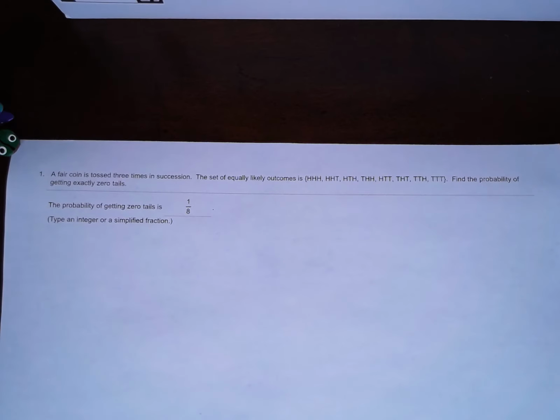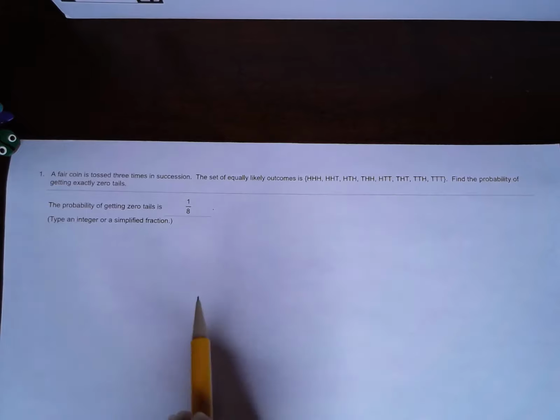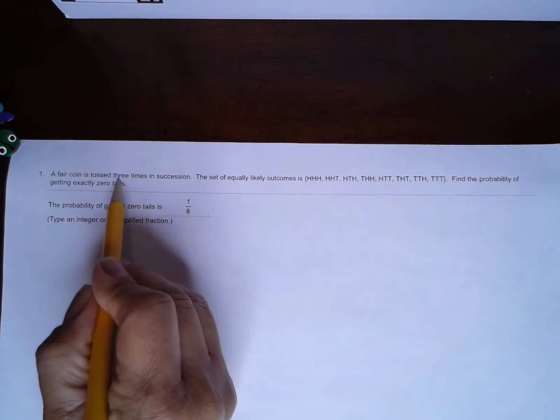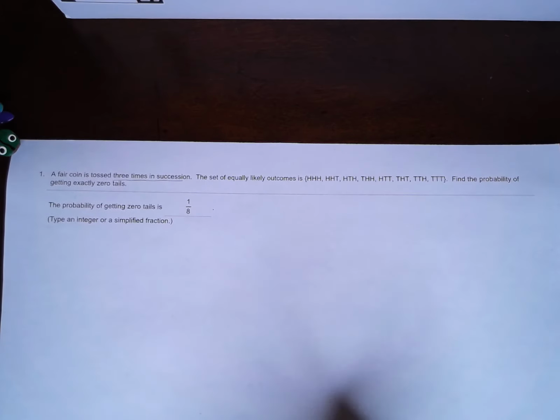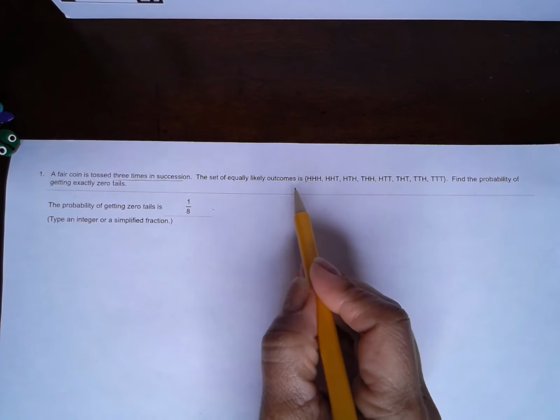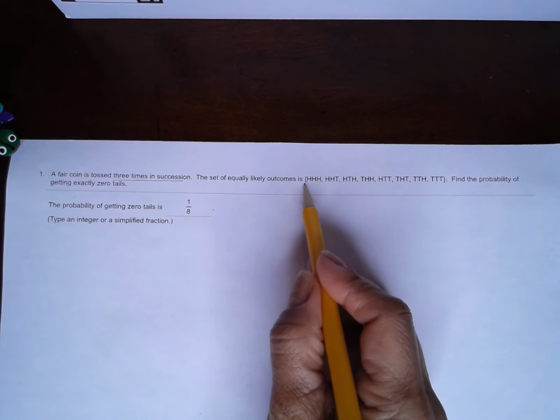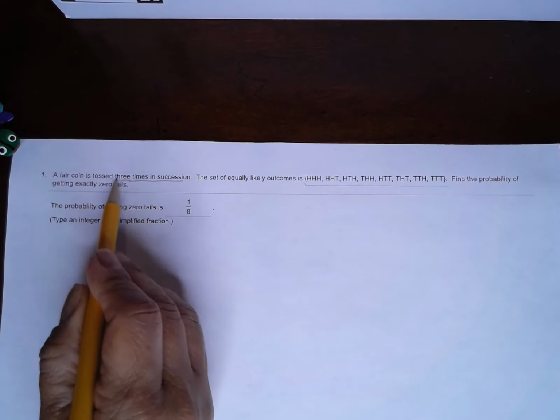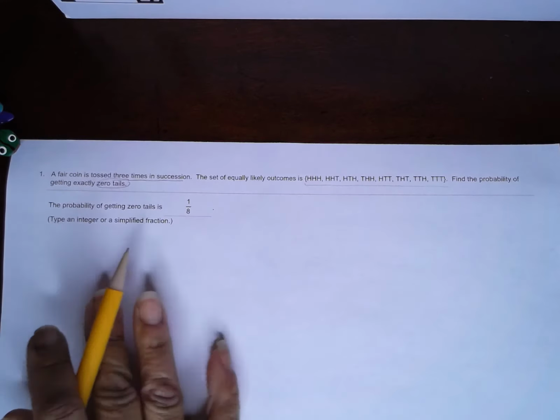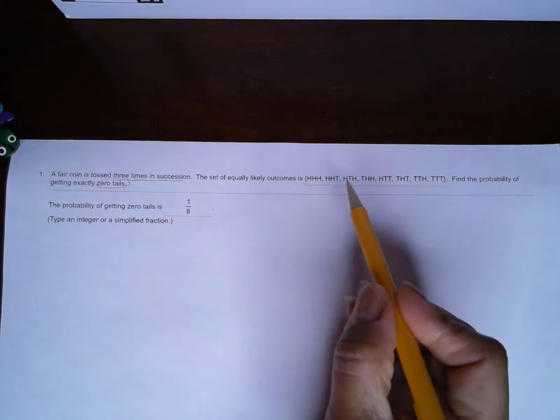Okay, here is the explanation to your question. A fair coin is tossed 3 times in succession. The set of equally likely outcomes is, so they're telling you the outcomes. Find the probability of getting exactly 0 tails.